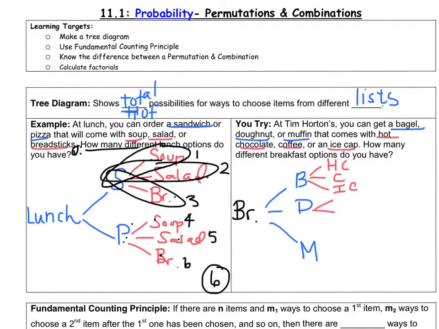And the same 3 things will come off the other 2 food options: hot chocolate, coffee, ice cap. So you can abbreviate however you need to. In order to answer the question, how many different breakfast options do we have, we count up the number of final branches. 1, 2, 3, 4, 5, 6, 7, 8, 9. 9 different breakfast options.